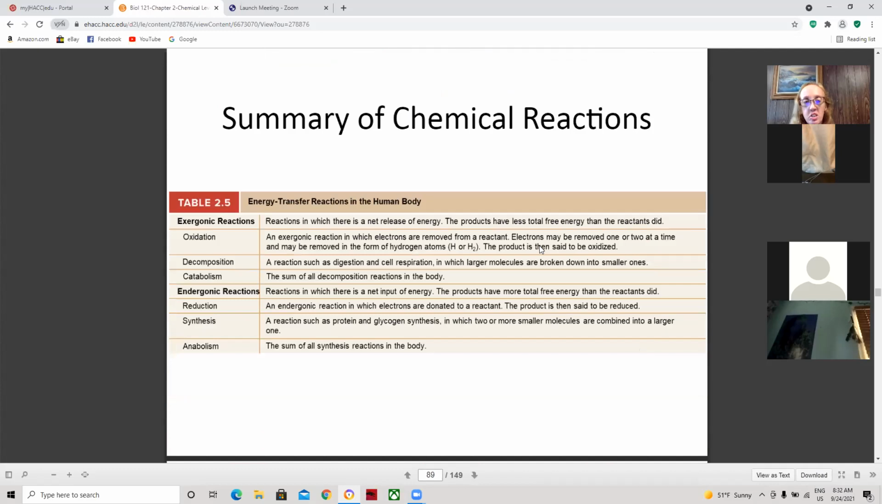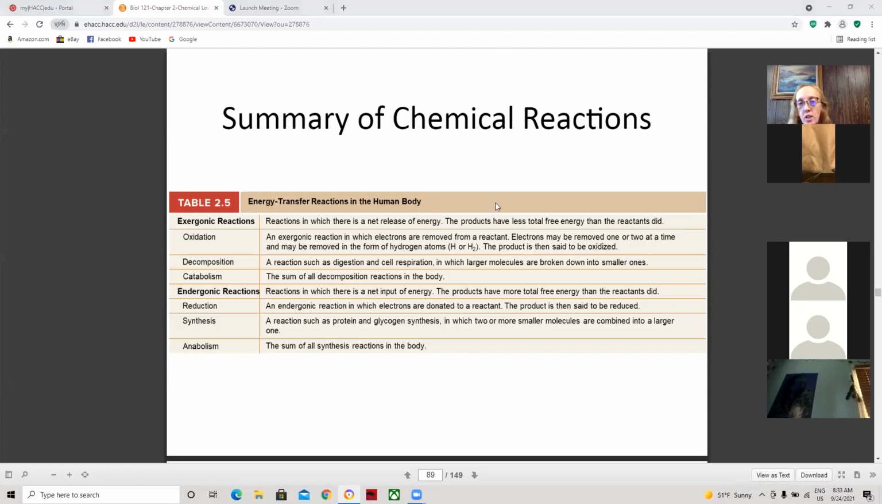So we had just summarized the different reactions. So we have exergonic reactions and endergonic reactions. What's the difference between those two? Someone tell me, what's the difference between those two? Release of energy versus input of energy. Yes. So exergonic, good job, Raiden. Exergonic is a release of energy. Endergonic is energy being required or being absorbed into the reaction.